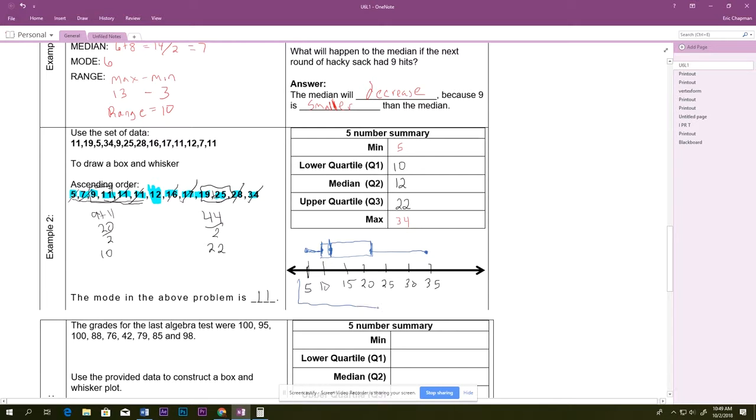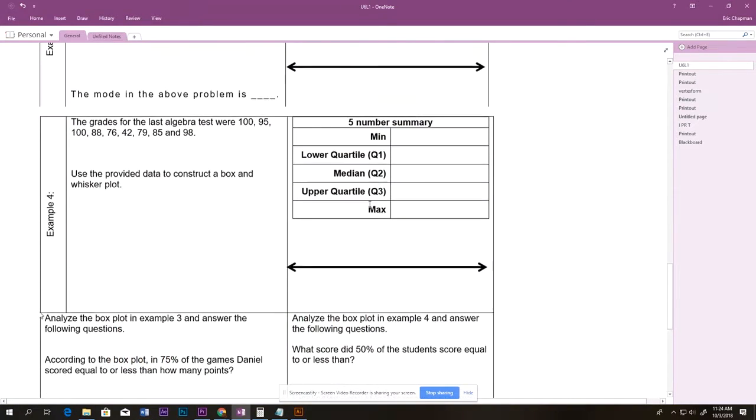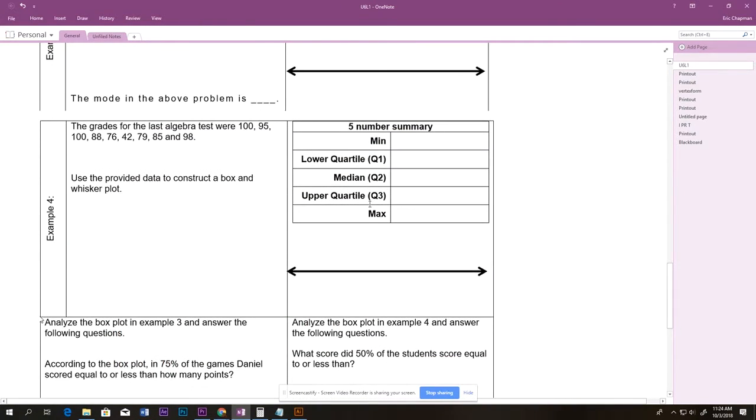Notice that my number line is scaled. It's not just these numbers, but it counts incrementally up until we include all of our numbers. So this is a number line that is scaled. I'm counting by fives here. I'm not just putting these numbers down and drawing a box and whisker. That's not how it works. We're going to use this data to construct a box and whisker.